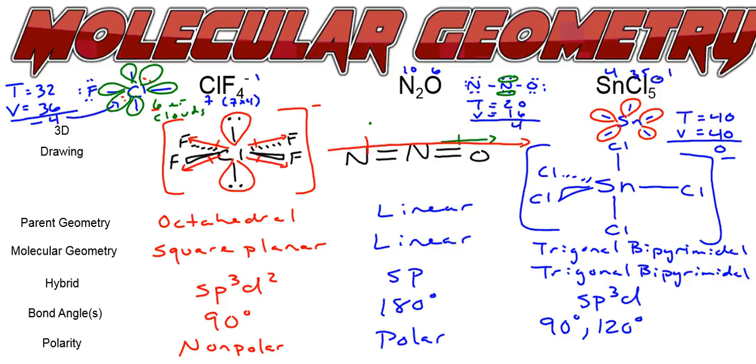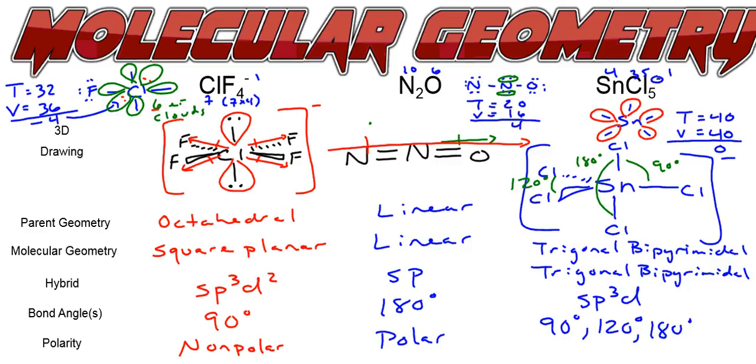There's 5 clouds, so it's sp3d. The bond angles themselves are 90. And then in between each atom on the triangle is 120. Some people will also say that this right here on either side is also the 180. So you could include that. That's not as important to me.